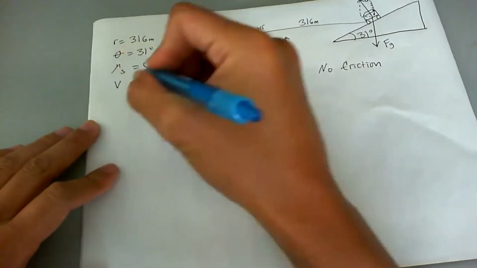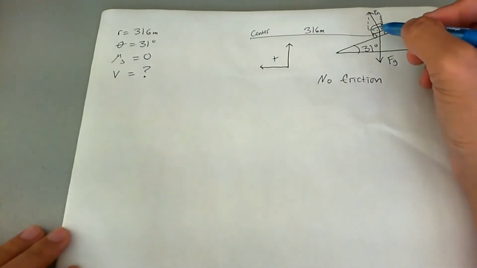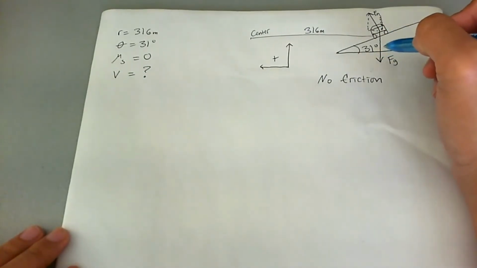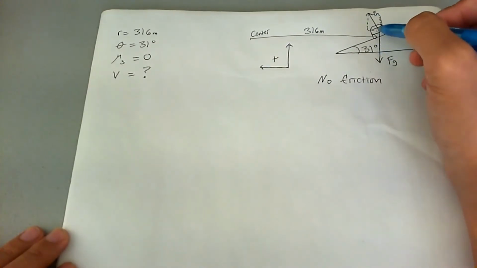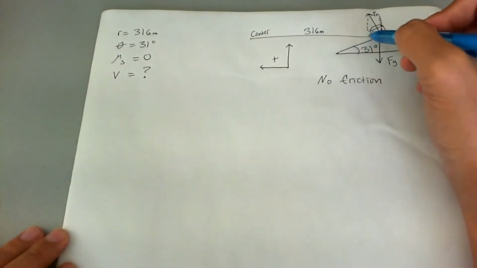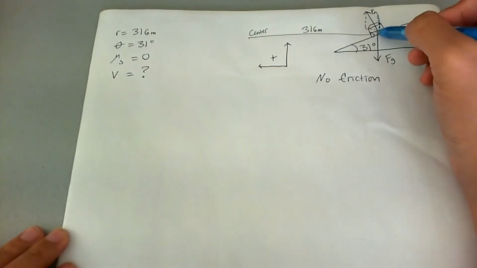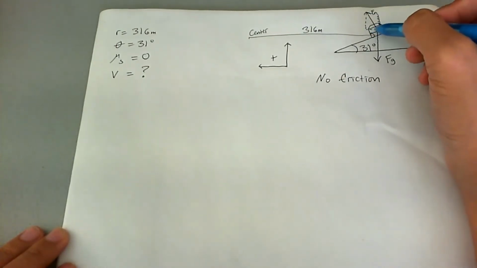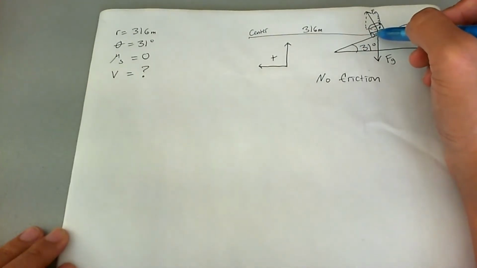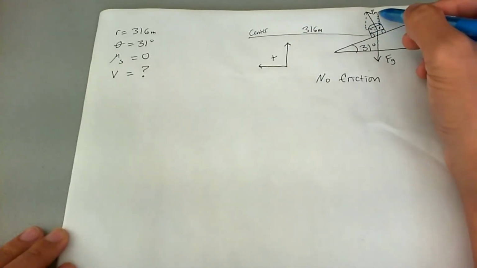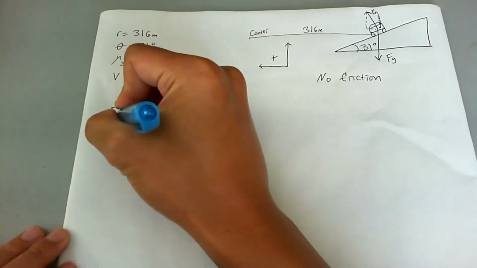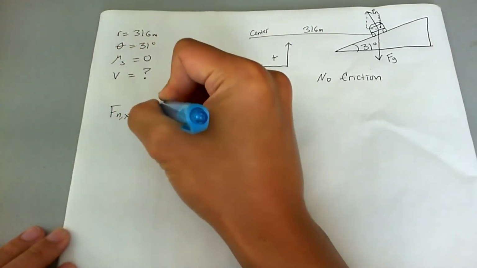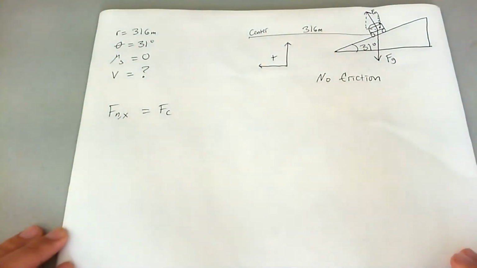First of all, we're going to figure out which force is acting as a centripetal force. It looks like gravity can't, because it's acting perpendicular to the centripetal direction. There's only one component of force acting parallel to the centripetal direction, and that is the x component of normal force. So we can say that normal force in the x direction is the centripetal force.